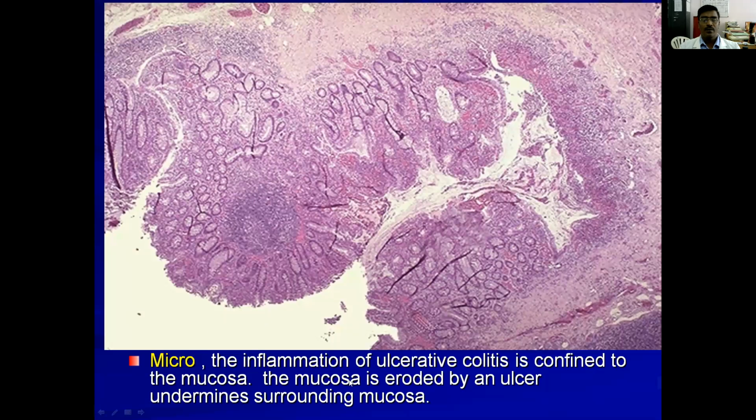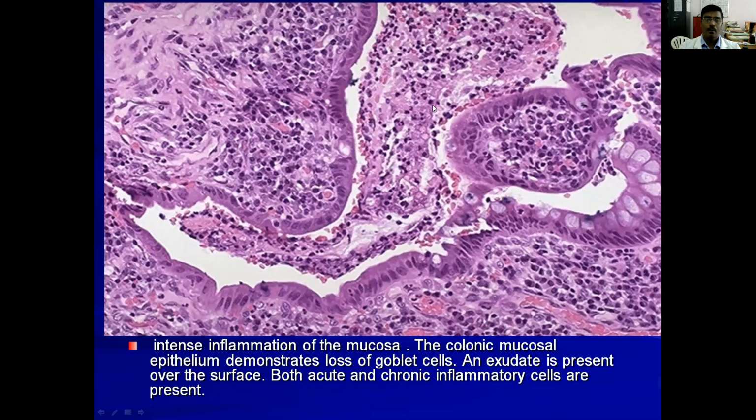So the inflammation of ulcerative colitis is confined to the mucosa. The mucosa is eroded by an ulcer, which undermines the surrounding mucosa. Okay, here this is the mucosa. Here you can see the erosion of the mucosa, showing an ulcer. So that's an intense inflammation of the mucosa. You can see plenty of inflammatory cells.